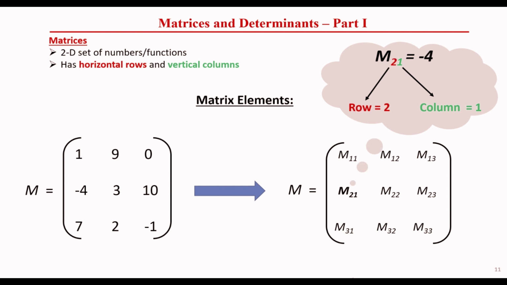Similarly, the next element M sub 2 1 is the element from row 2 and column 1, which is -4 for the given matrix M, and so on and so forth.